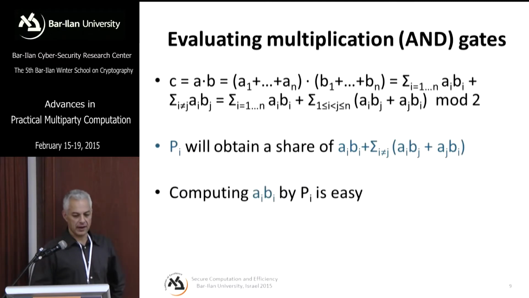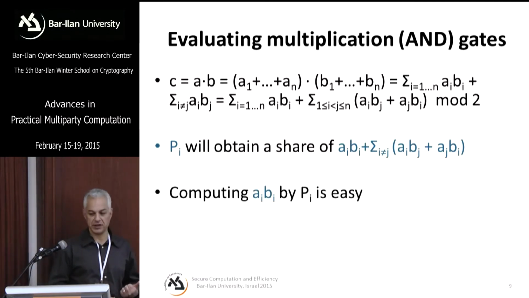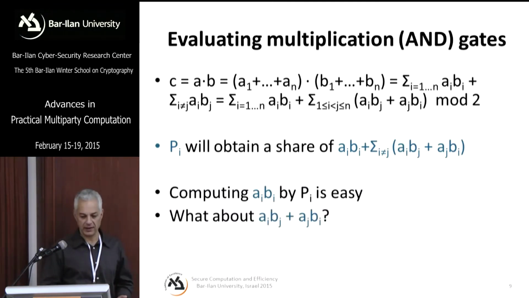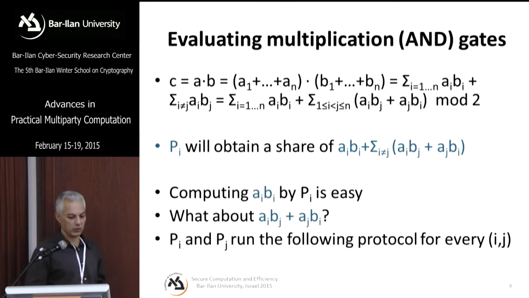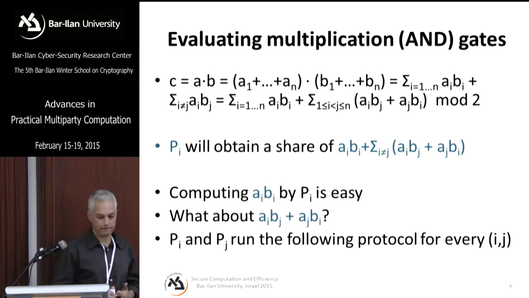Okay? Now, computing a share of Ai times Bi is very easy. Pi knows Ai and Bi, he just multiplies them and he has the share. That's very easy. The tricky part is computing the sharing of Ai times Bj and Aj times Bi. And for this, Pi has to run a protocol with Pj.